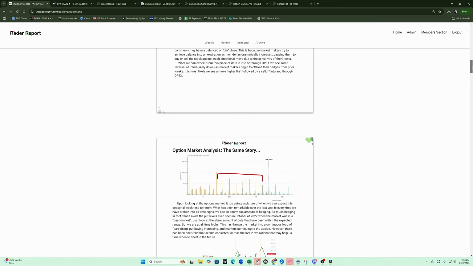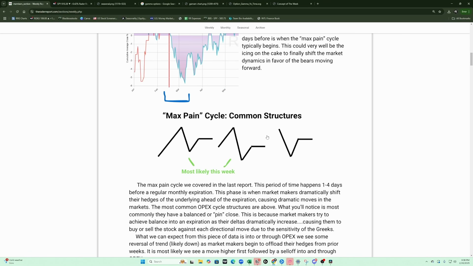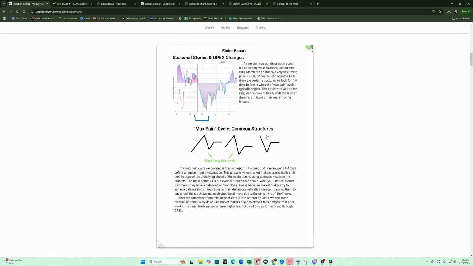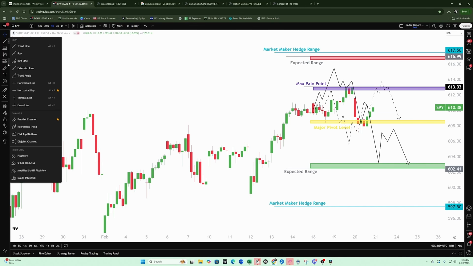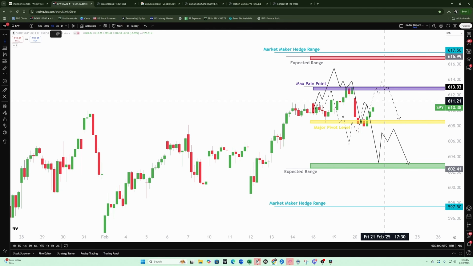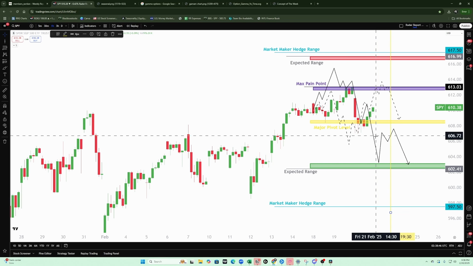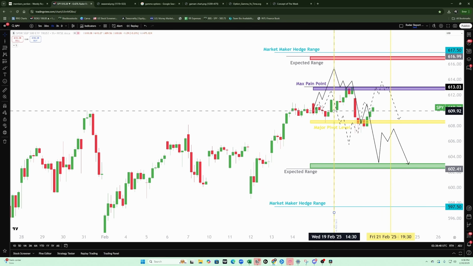But one of the key concepts I talked about this week was the max pain structure, and that coming into the OPEX, which is typically 1 to 4 days before, we would have that max pain structure. We already had the shakeout phase. The shakeout phase started on this day right here. Here's February 21st. This is going to be your OPEX, the end of OPEX.